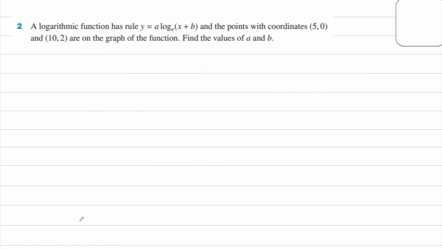We have logarithm. About this kind of question, you got a logarithmic function, and you got 2 points.